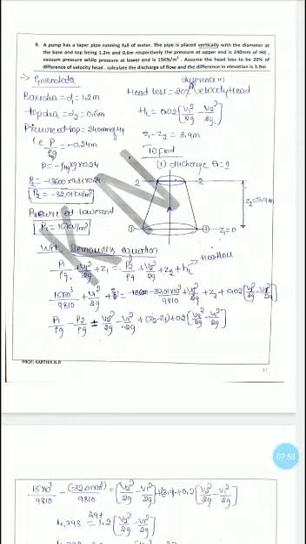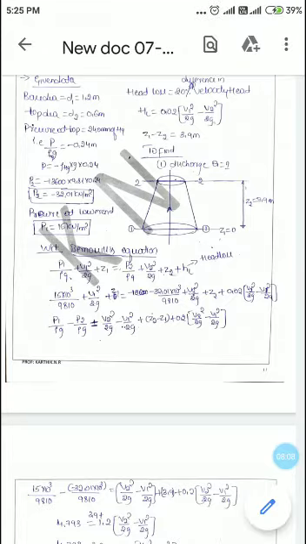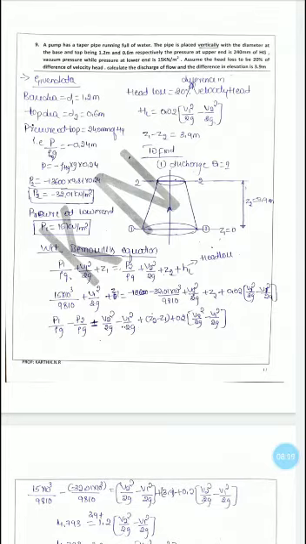Pressure at the upper end, that means at section 2, is 240 mm of Hg of vacuum pressure, while pressure at the lower end is 15 kilonewton per meter square. Assume the head loss to be 20% of the difference of velocity head. Calculate the discharge of flow, and the difference in elevation is 3.9 meter.